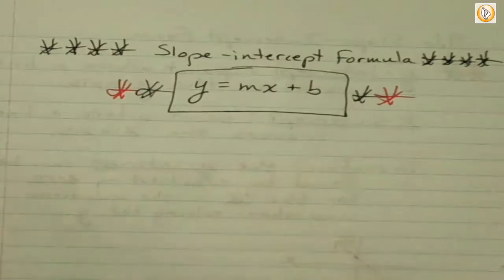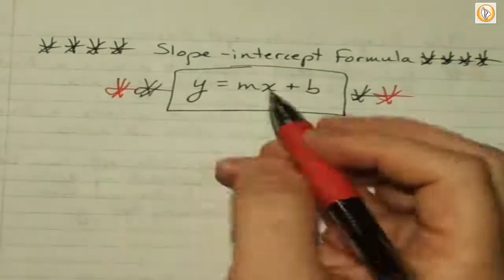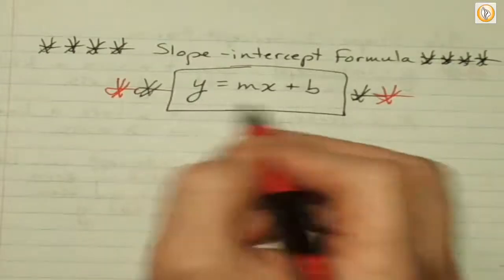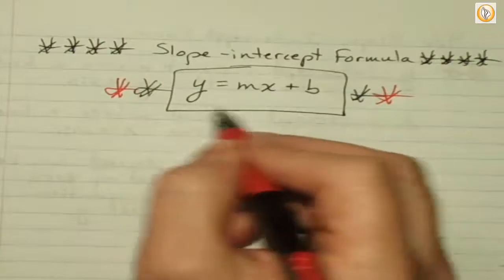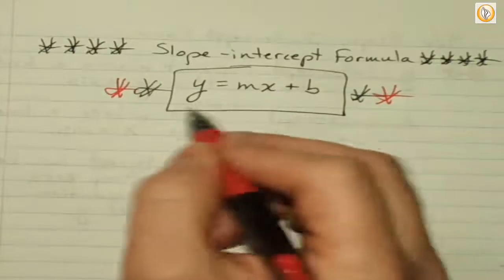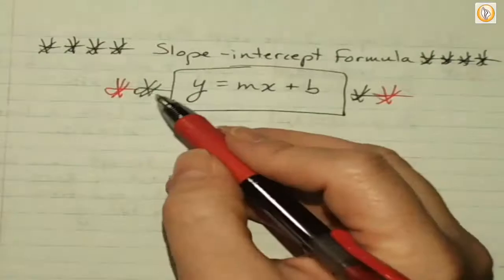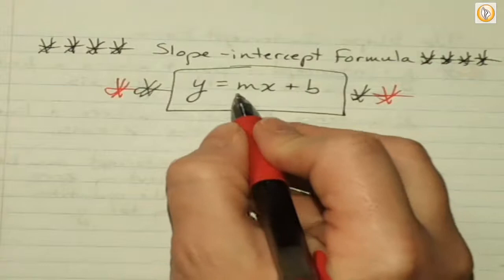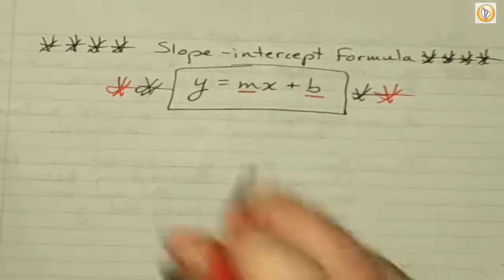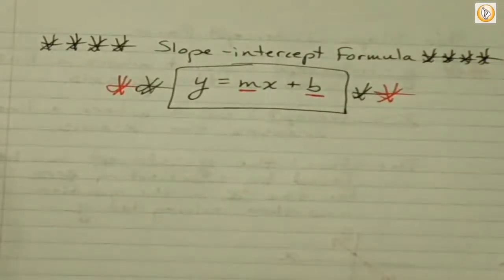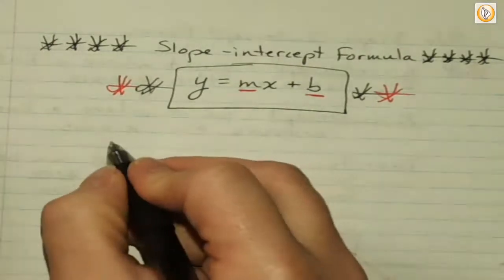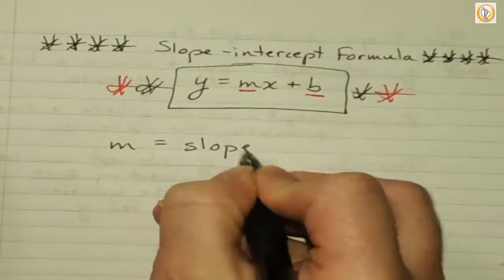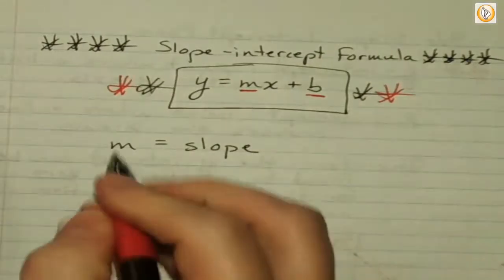All right, so there's some things you need to know here. To be able to graph any line, it has to be in this format. Has to be. So you know what a y is, you know what an x is. What you need to know is what the m is and what the b is. These are important. M is your slope. M is the slope.